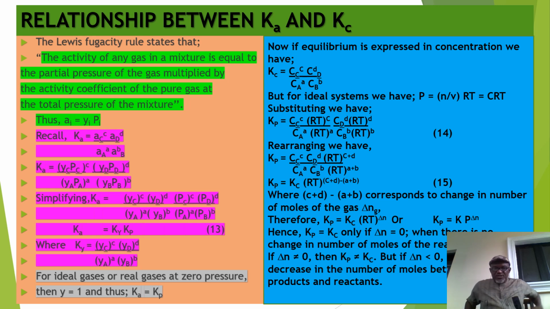And of course, we can use this to identify the species. If delta n is equal to 0, it means that Kp is equal to Kc, because anything raised to the power 0 is 1. So (RT) to the power 0 will be 1. And that means there is no change in the number of moles going from reactants to products. But if it is not equal to 0, then Kp will not be equal to Kc.